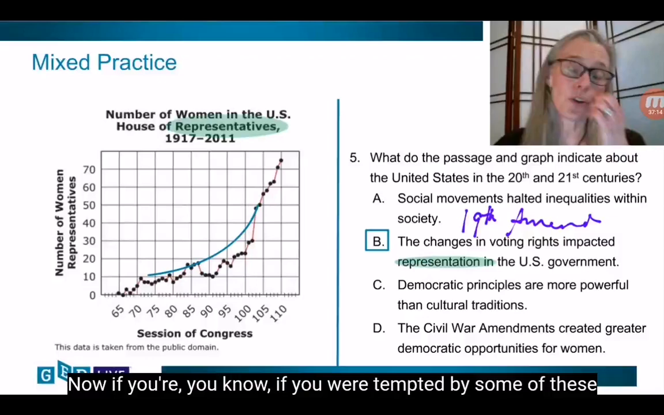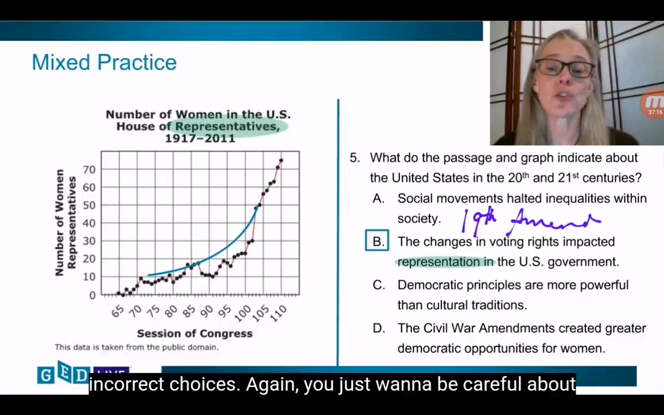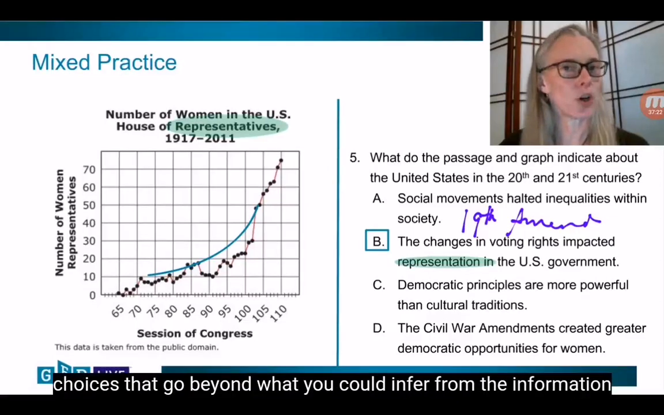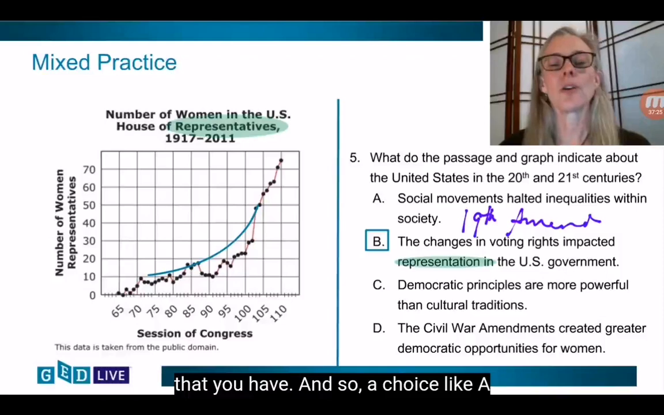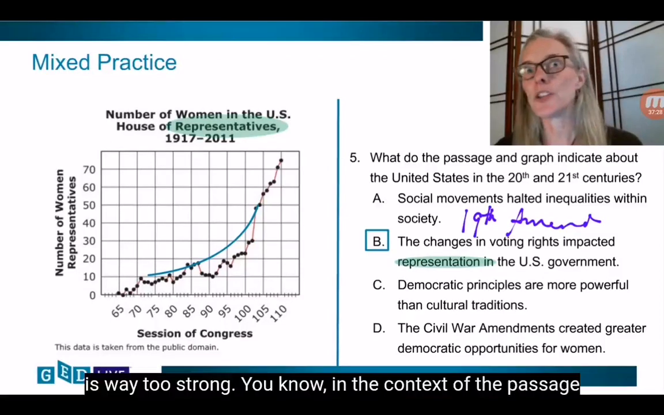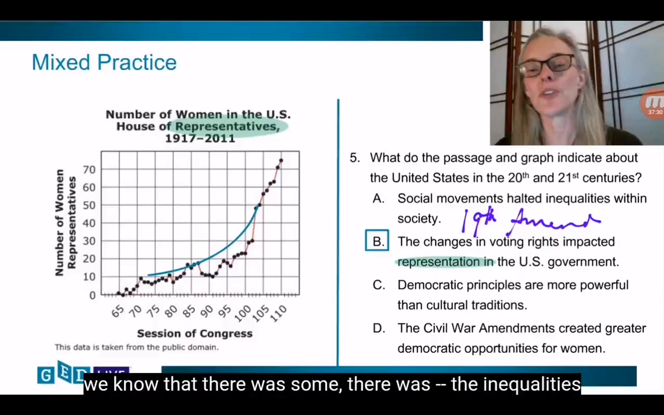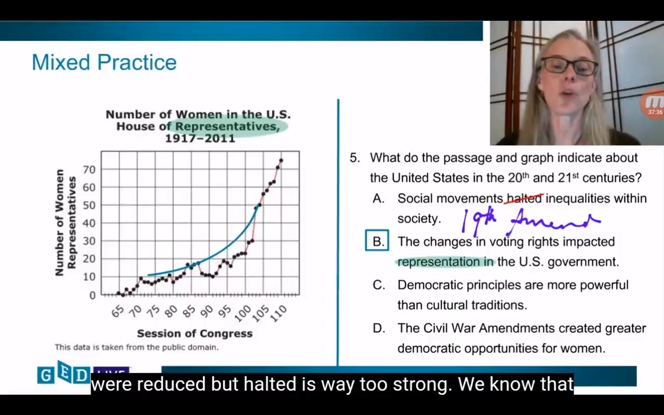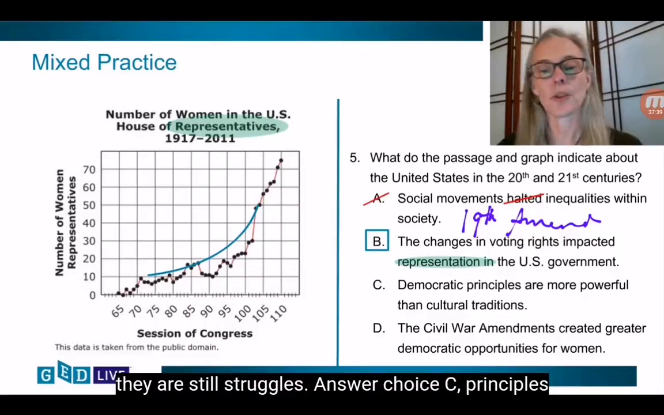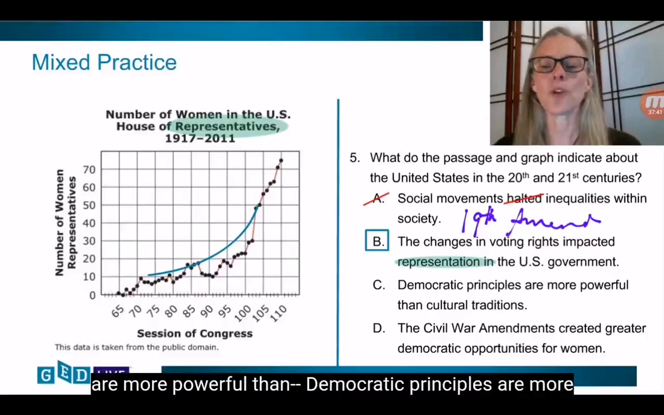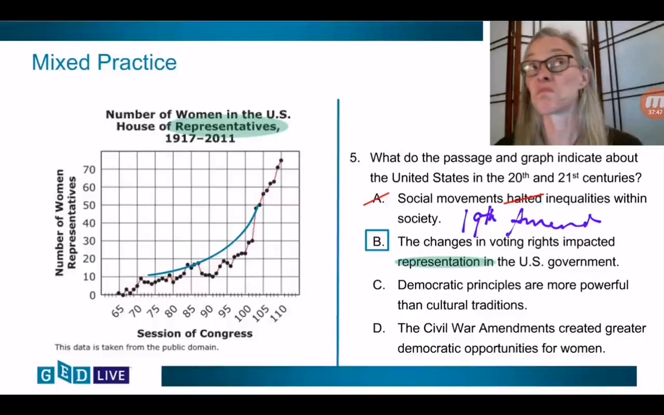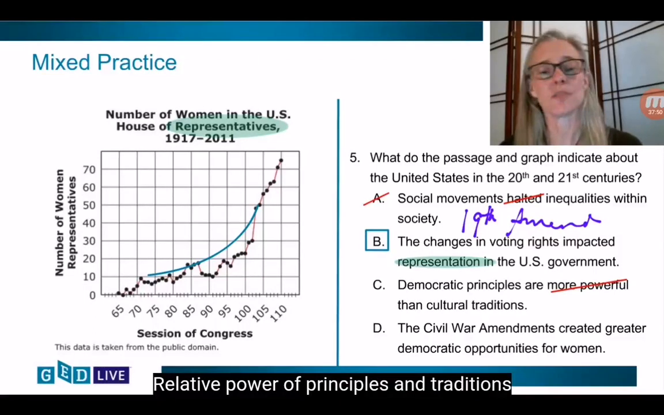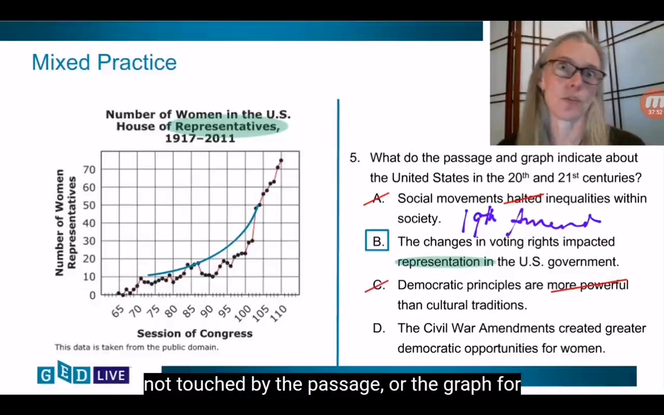Now, if you were tempted by some of these incorrect choices, again, you just want to be careful about choices that go beyond what you could infer from the information that you have. And so a choice like A is way too strong. In the context of the passage, we know that the inequalities were reduced, but halted is way too strong. We know that there are still struggles. Answer choice C, democratic principles are more powerful than cultural traditions. The relative power of principles and traditions is not touched by the passage, or the graph for that matter.